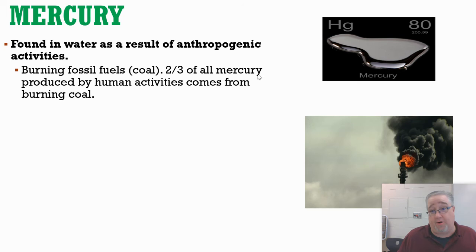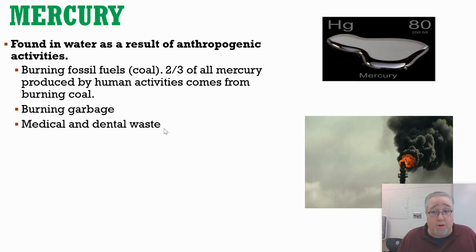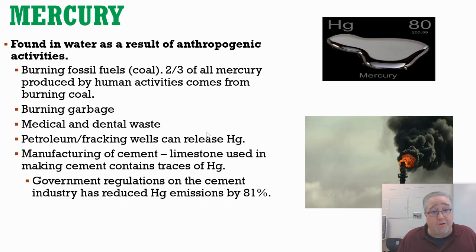Two-thirds of all mercury produced from human activities comes from burning coal. This is the big one. There's some other things as well: burning garbage, which is a bigger problem in other countries, medical and dental waste, manufacturing of cement, petroleum and fracking wells.